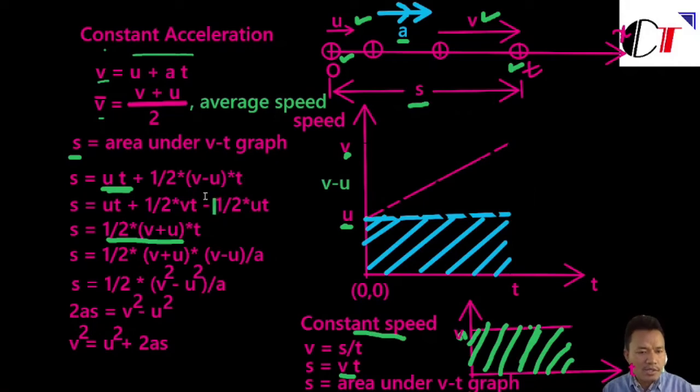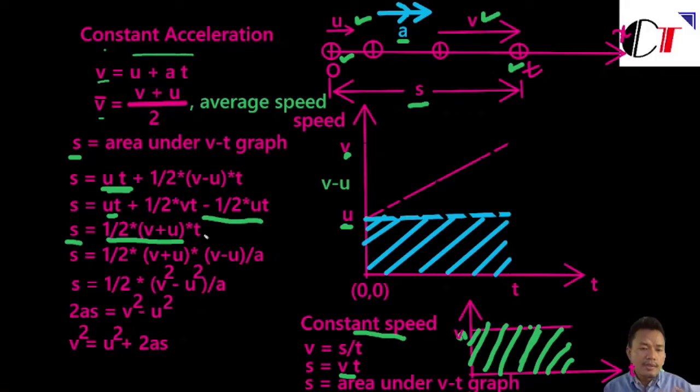Let's expand the second term. You have ut plus half vt minus half ut. Now ut minus half ut is just half ut, so you have half ut plus half vt. Taking the common factor, which is half and t, your total distance traveled is in fact half times v plus u times t.